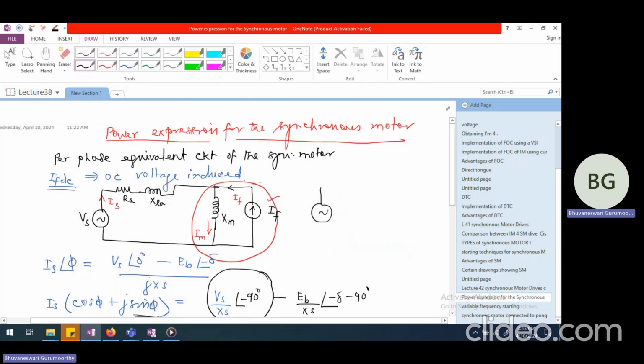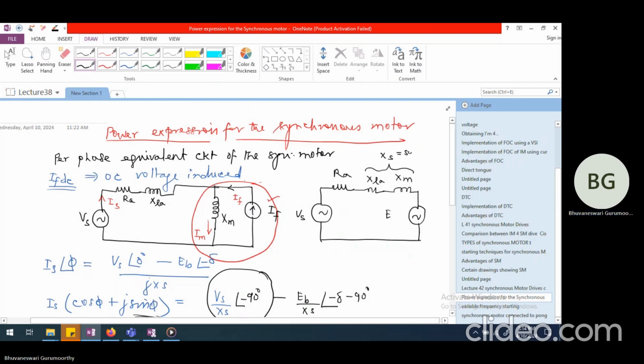this side does not change. This is going to have RA. This is going to have the leakage, which is XLA. And I'm going to multiply these two together. So I can write this as XM, and I should be writing this as E, which is the product of XM and IF together, IF being the equivalent AC current as visualized from the armature side, although the actual current that is flowing through the field is DC current. So this is VS, and this entire thing has to be connected together. Now, these two put together, we are going to call this as XS, which is the synchronous reactance.